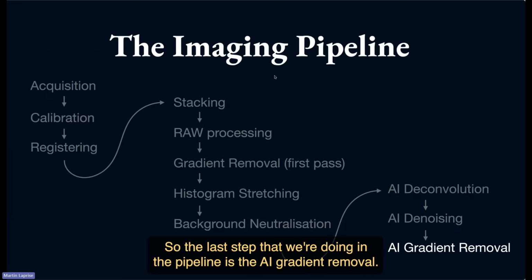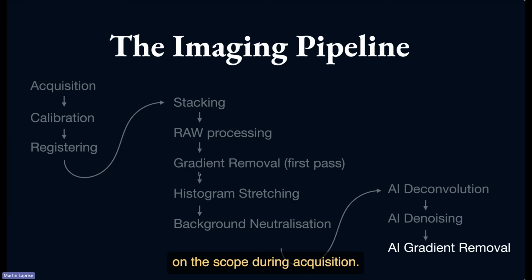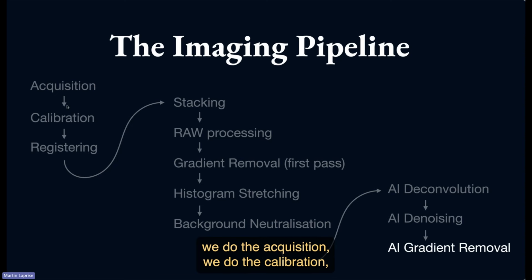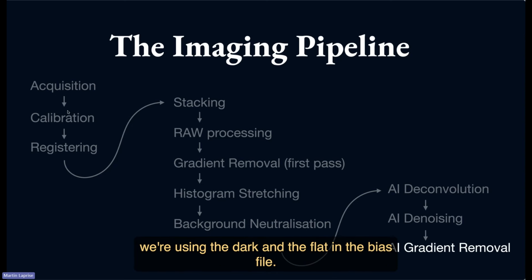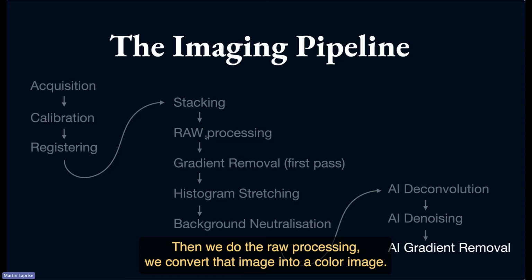The last step that we're doing in the pipeline is the AI gradient removal. As we can see here, there's already a first step of gradient removal on the scope during acquisition. Let me remind us of the actual pipeline: we do the acquisition, we do the calibration using the dark, the flat and the bias files. We do the registration, where we find the stars in the images and align them, and then we stack them together.